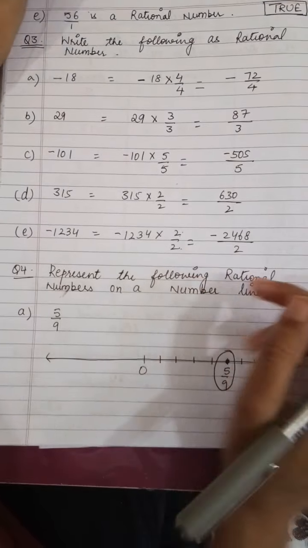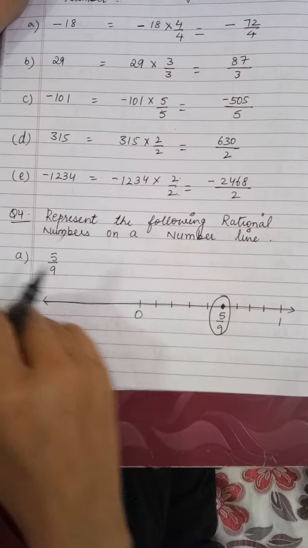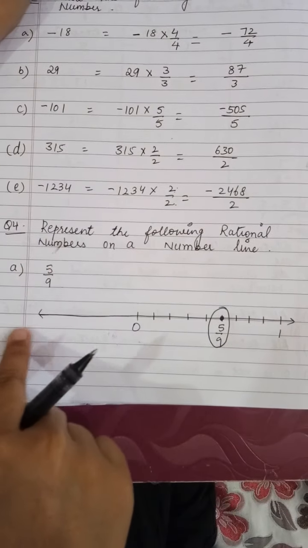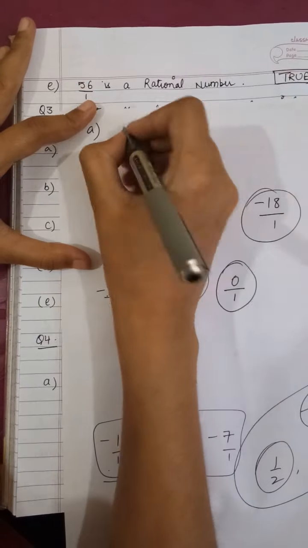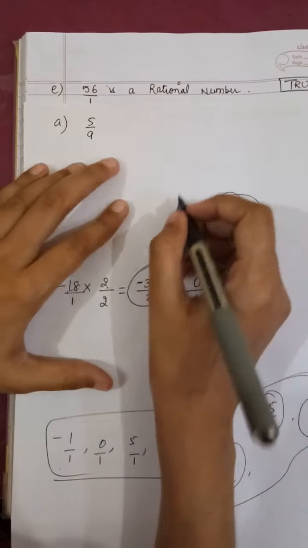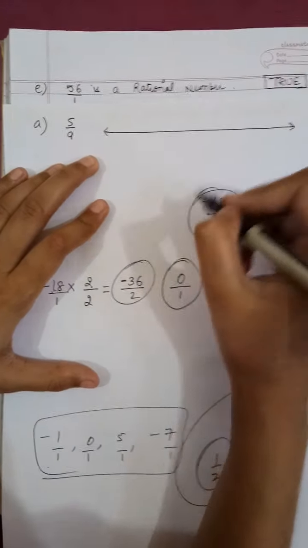Okay. Now the fourth question. Represent the following rational numbers on the number line. Now, number line. First part is 5 upon 9. Right. Now how am I going to represent this on the number line?